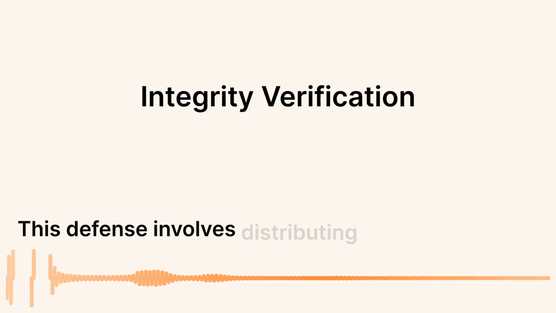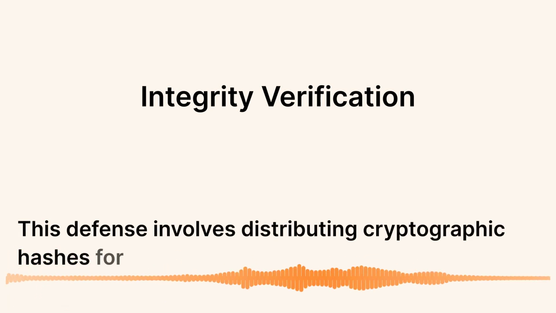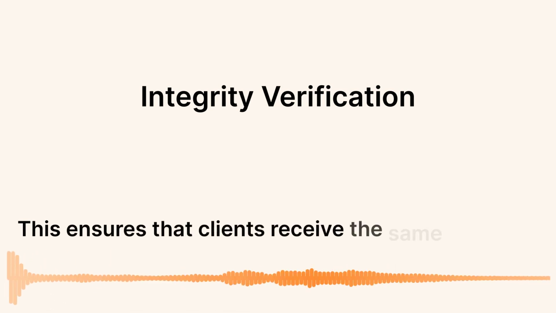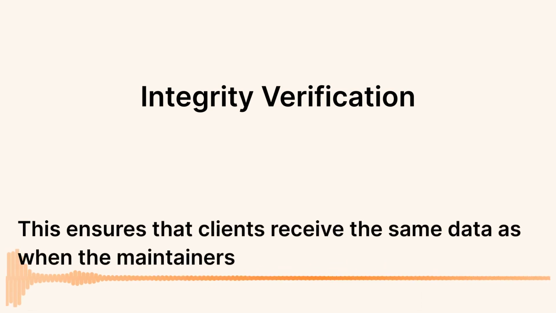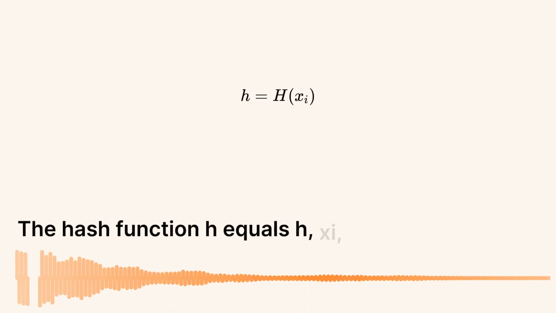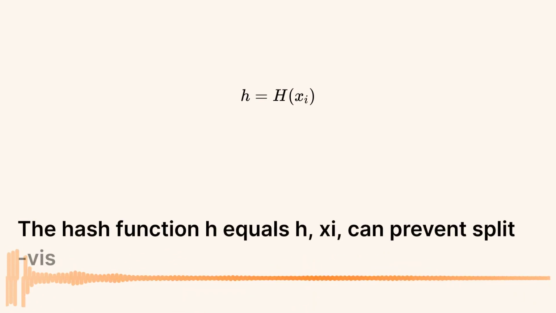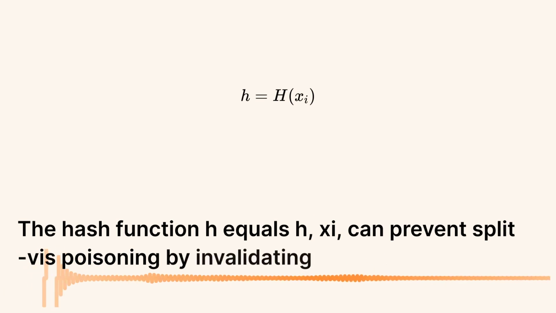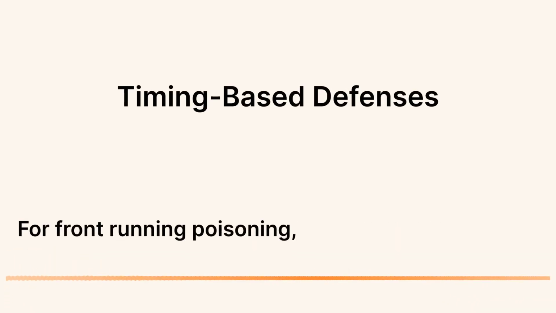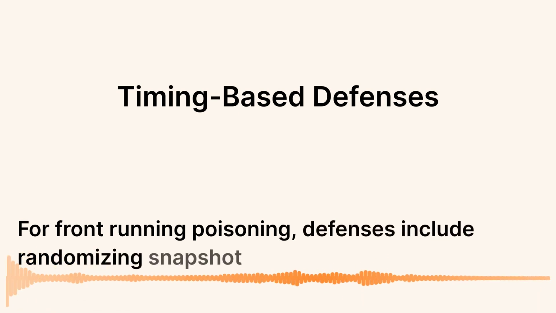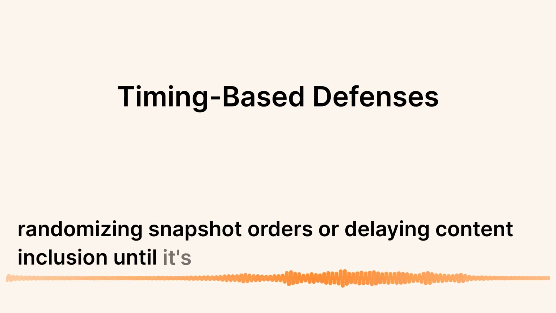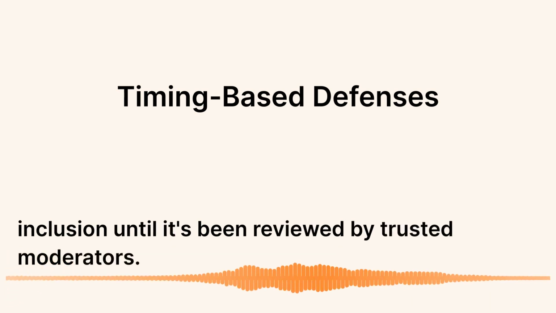The first defense involves distributing cryptographic hashes for all indexed content. This ensures that clients receive the same data as when the maintainers first indexed it. The hash function h = h(x_i) can prevent split-value poisoning by invalidating any mismatched content. For front-running poisoning, defenses include randomizing snapshot orders or delaying content inclusion until it's been reviewed by trusted moderators.